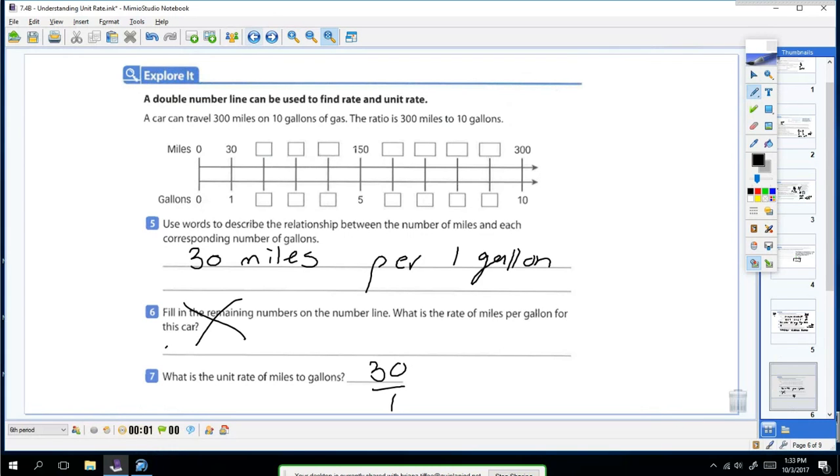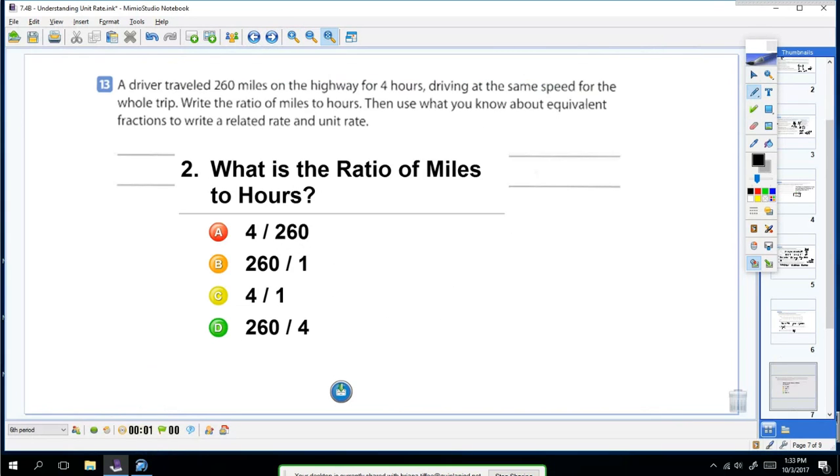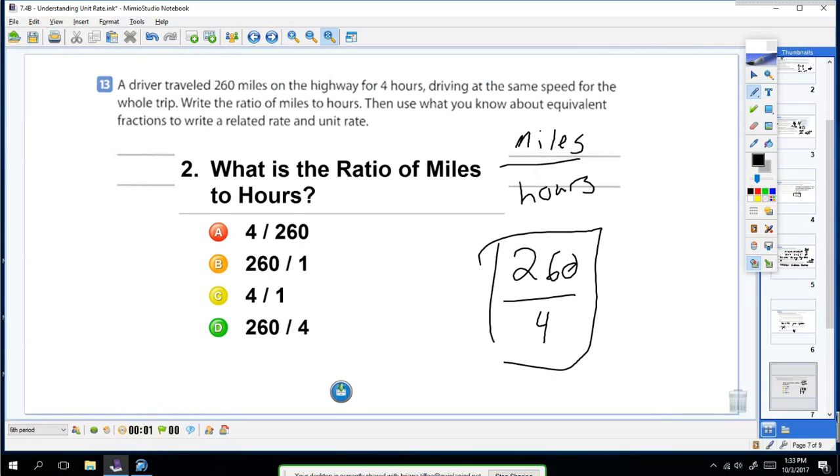Okay, let's try one more problem. So, 13, a driver traveled 260 miles on the highway for 4 hours, driving at the same speed for the whole trip. Write the ratio of the miles to hours. Okay, so if I have miles to hours, that means miles has to go on top. So my miles is 260. So that's 260 miles for every 4 hours. That right there is my ratio. So the answer is D.